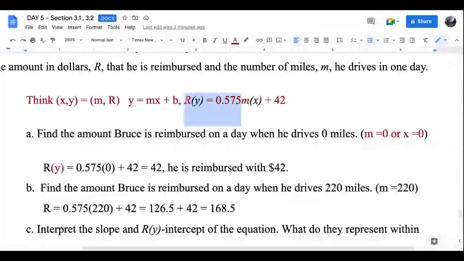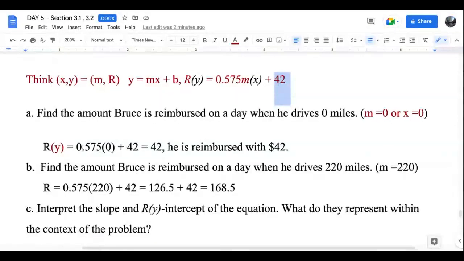If R and M look strange to you, you could change R to be Y and think of M as X. So you could think of this as y equals 0.575x plus 42. If he drives 0 miles, that means x, or M, equals 0. So 0.575 times 0 plus 42 is 42. He will be reimbursed $42.